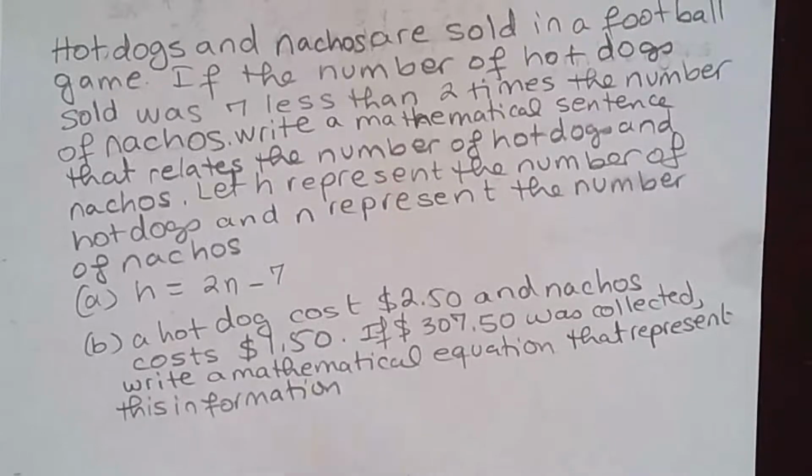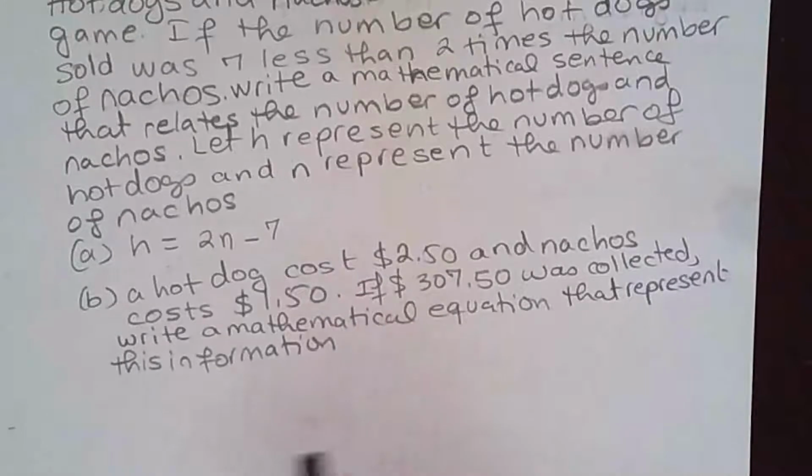Okay, now part B. A hot dog costs $2.50 and nachos cost $1.50. If $307.50 was collected, write a mathematical equation that represents this information. So each hot dog costs $2.50. Well, I have H hot dogs. H is the number of hot dogs.